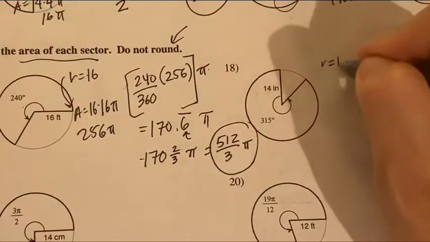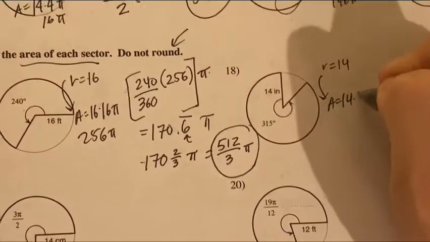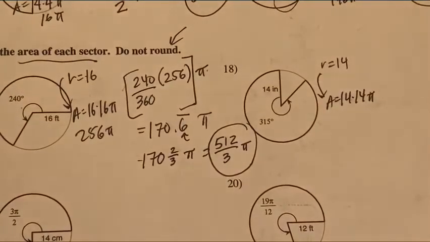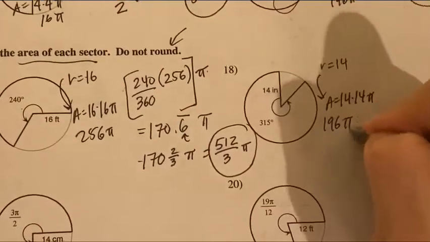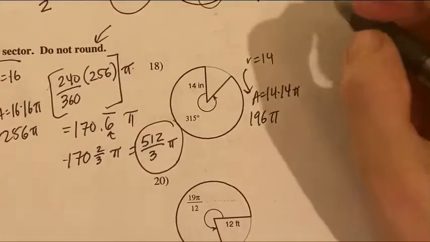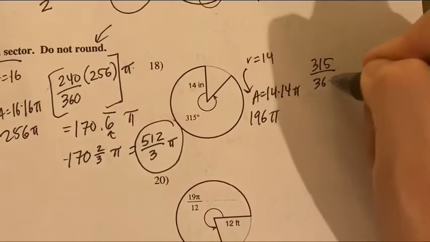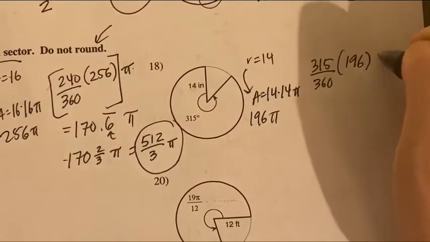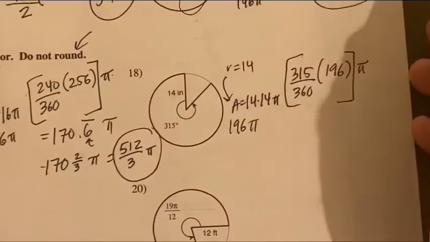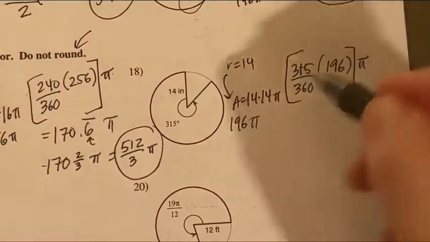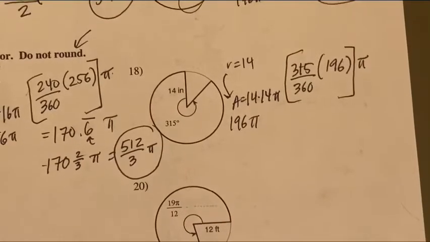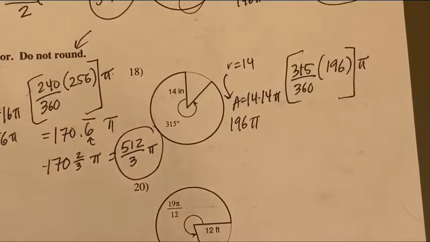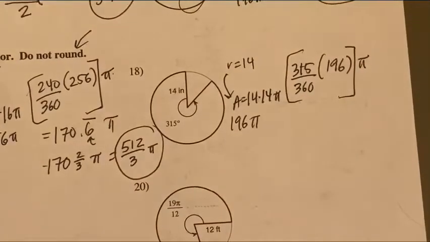All right, radius 14. So the area would be 14 times 14 pi. So 196 pi. So it's this fraction of the area. And again, I'm going to try to do it in terms of pi. So let's hope this is a whole number. 315 divided by 360, enter, times 196, enter. I get a fraction. So 343 divided by 2.